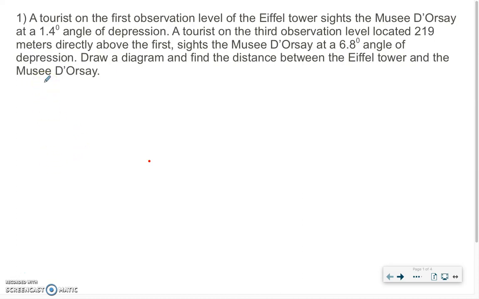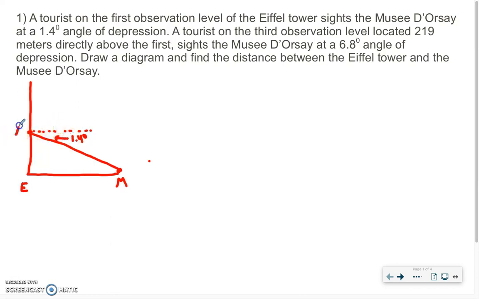So let's just kind of get a visual here of what it's looking at. We've got the end result. We're going to label that M. And then we've got your Eiffel Tower, and we're looking for this distance between E and M. So the first time a tourist looks down, let's say from this angle, down onto our end result, has an angle of depression right there of 1.4 degrees. And that's that spot located right there. So we'll label that A.